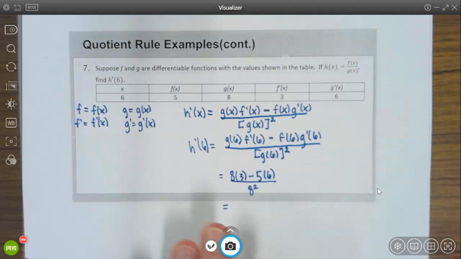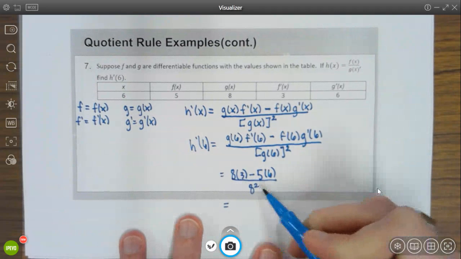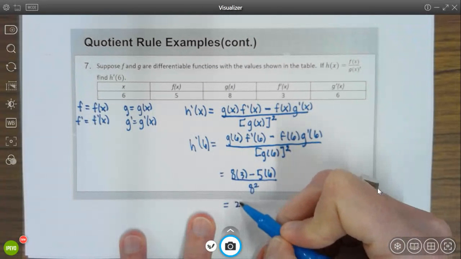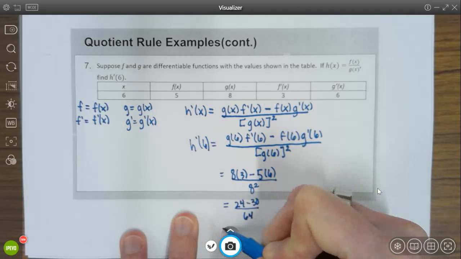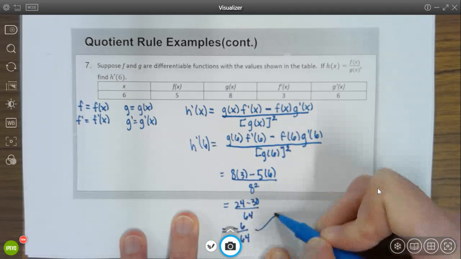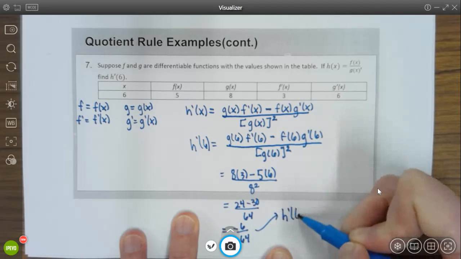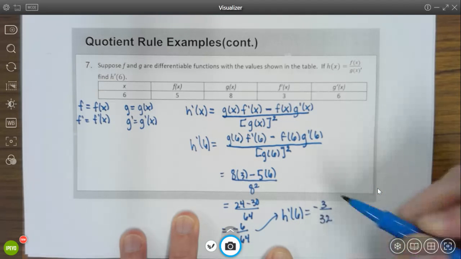Once I replace all of those with their numbers, now I'm just going to do my regular math. So 24 minus 30 up in the numerator, 64 down in my denominator. And when I clean this up, I get negative 6 divided by 64. And then I can reduce that and say that h prime of 6 is negative 3 over 32.